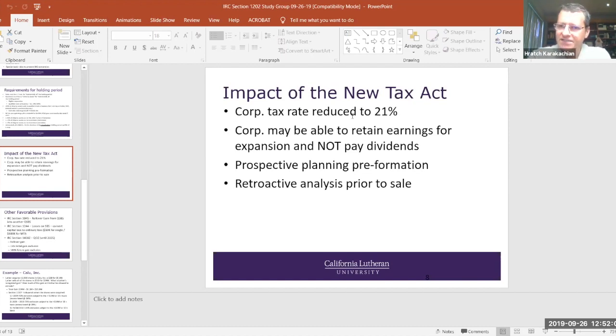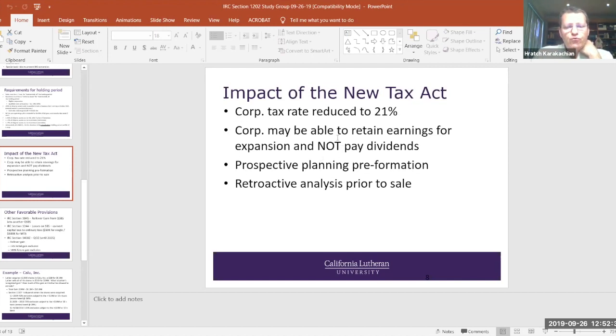operators and for investors. The other component too is that corporations can retain their earnings and not pay the dividends. By doing that, they can avoid or delay some of that double tax problem.